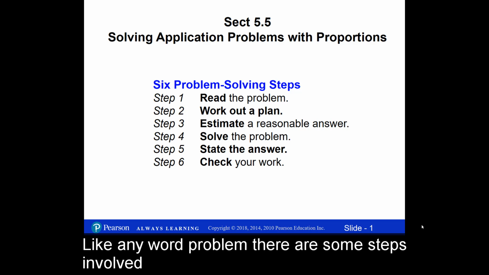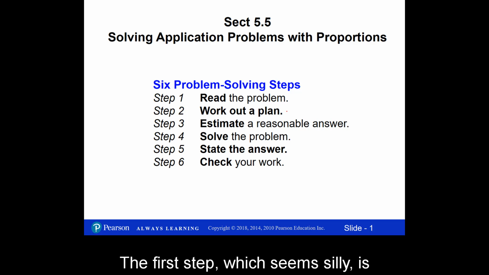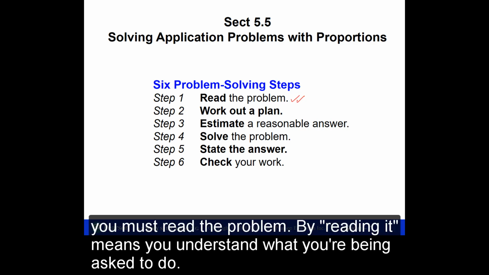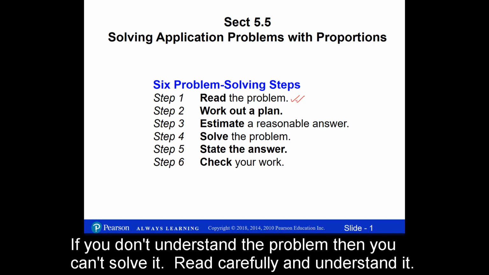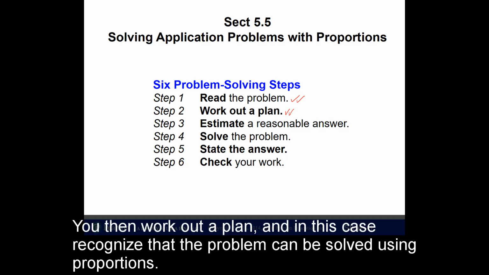Okay, so like any word problem, there are some steps involved, so let's take a look at these. The first thing, and this seems kind of silly to say, is you have to read the problem, and by reading it I mean that you understand what you're being asked to do. If you don't understand the problem, you can't solve it. So read it carefully, and be sure you understand what you're being asked. Once you understand it, you can then work out a plan. In this case, recognize that the problem can be solved using proportions, and you want to set up your proportions.